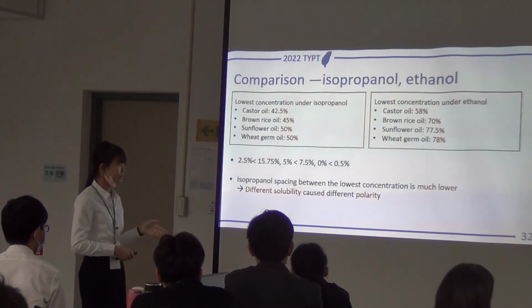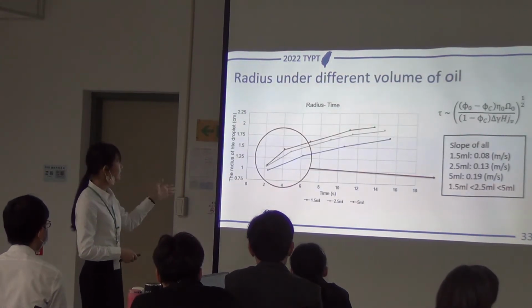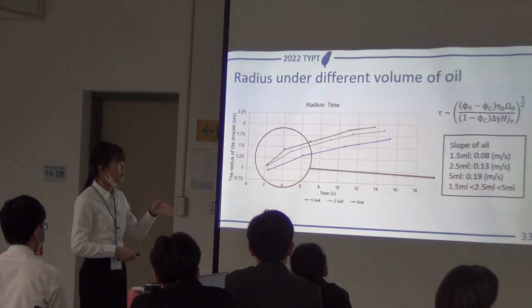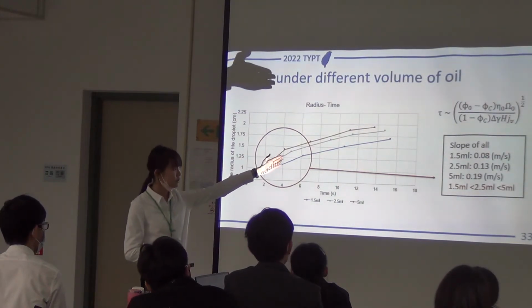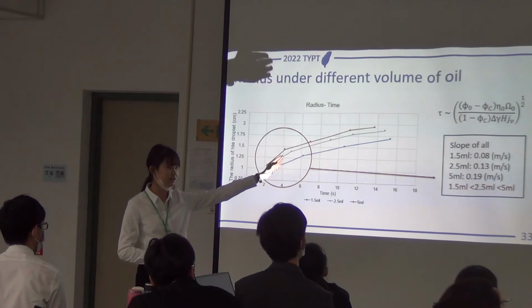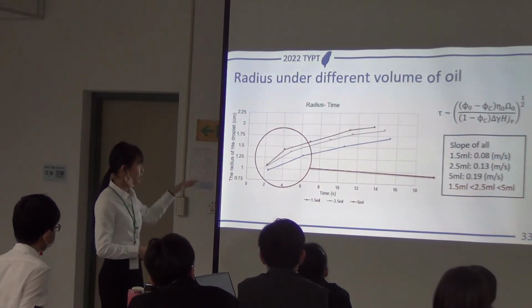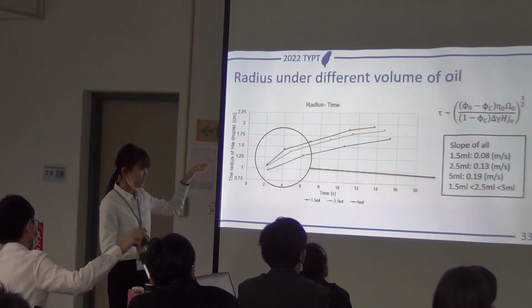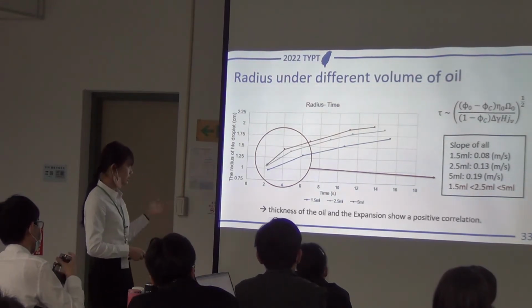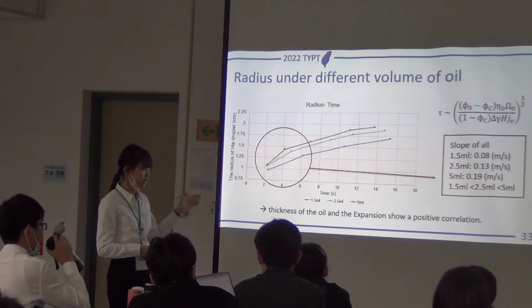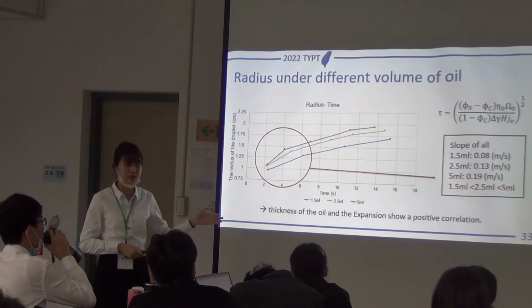caused by different polarity. And this is the radius under different volumes of oil, and we've shown that formula to show how the height affects the expansion rate. As you can see, the data of 5 millimeters always has the highest values, so we can know that the thickness of oil and the expansion rate show a positive correlation.